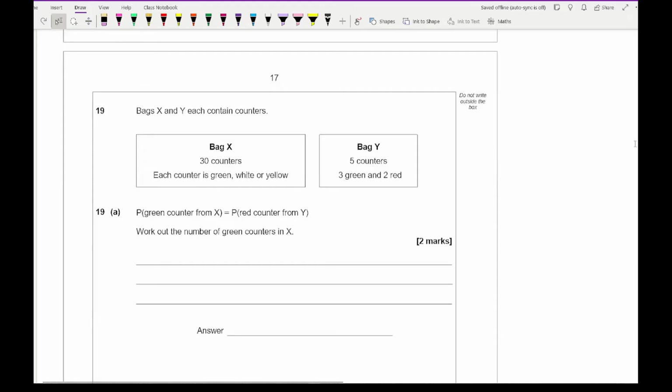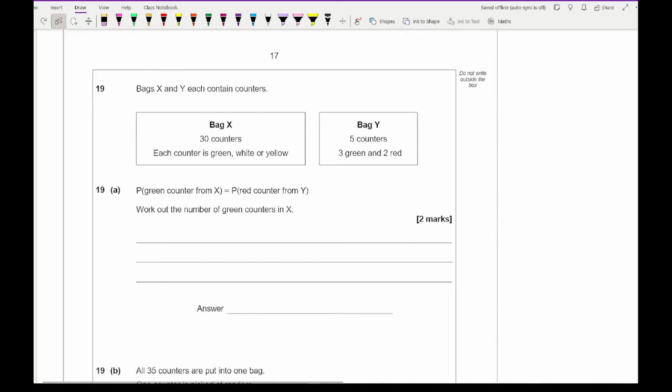For question 19, it says bags X and Y each contain counters. Bag X has 30 counters, each counter is green, white or yellow. And bag Y has 5 counters, 3 are red, 3 are green and 2 are red. And the question is saying that the probability of getting a green counter from X is the same as a red counter from Y. Work out the number of green counters in X.